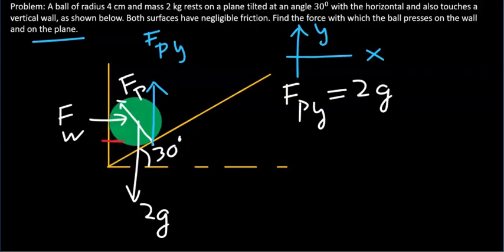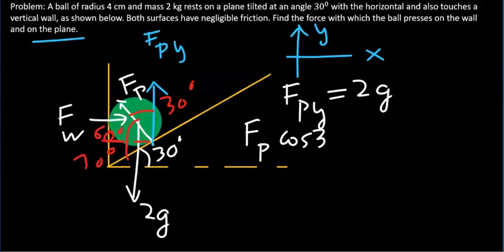To do that, we need to figure out a few angles. Now, this is the same as that, so that is 30 degrees. That means this angle right there is 90 minus 30, so that is 60 degrees, because these 2 lines are perpendicular to each other. If that is 60 degrees, then this has got to be 30 degrees, because these 2 lines are perpendicular to each other. So what that means is Fpy is quite simply Fp cosine 30 degrees, and that equals 2g.